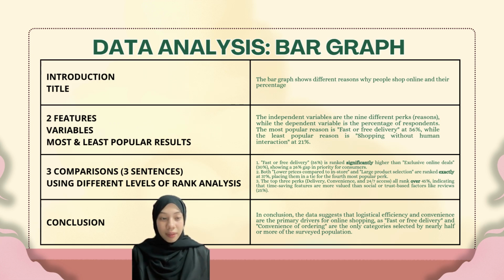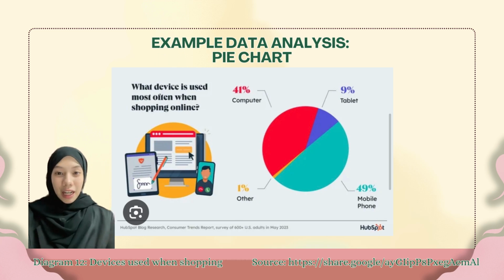Lastly is the conclusion. In conclusion, the data suggests that logistic efficiency and convenience are the primary drivers of online shopping, as fast or free delivery and convenience of ordering are the only categories selected by nearly half or more of the surveyed population. Now, I will show my pie chart.